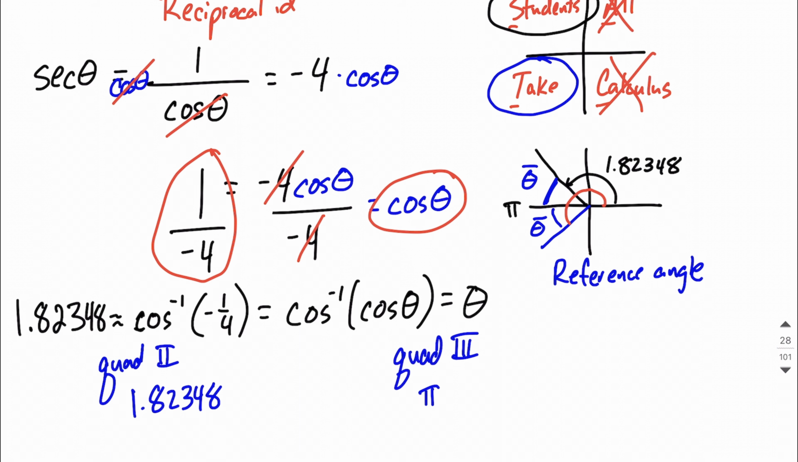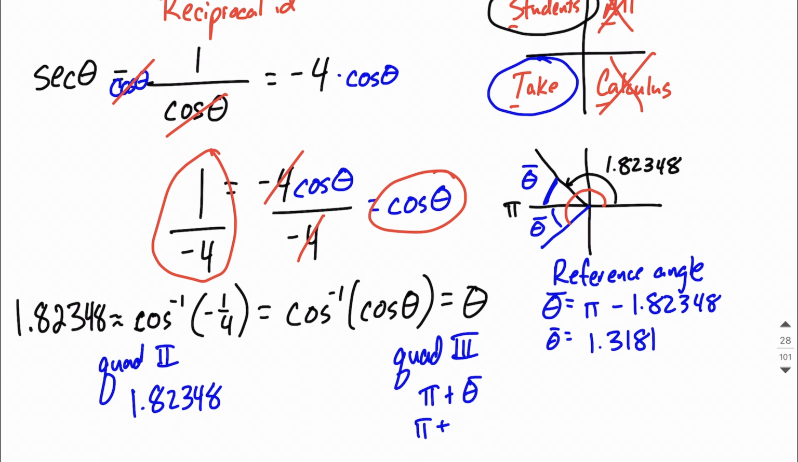So we need to first calculate our reference angle. That's going to be pi minus 1.82348. So theta bar is going to be right around 1.3181. Next, putting that into the third quadrant, we start with our pi and we add theta bar, we add our reference angle. So we're going to add 1.3181. And this works out to be approximately 4.4597.